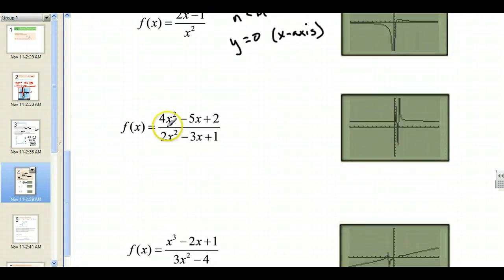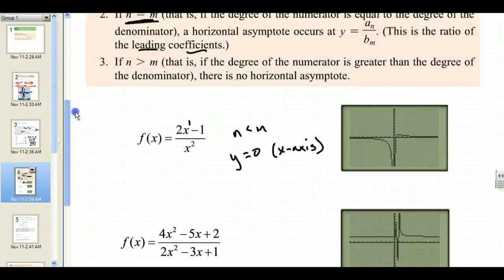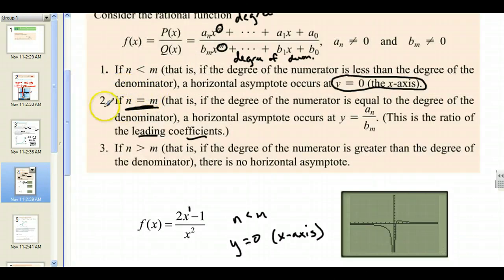Alright, which one applies now? 2 and 2. Both degree 2. So that's 2. What do I do? I divide the leading coefficients.